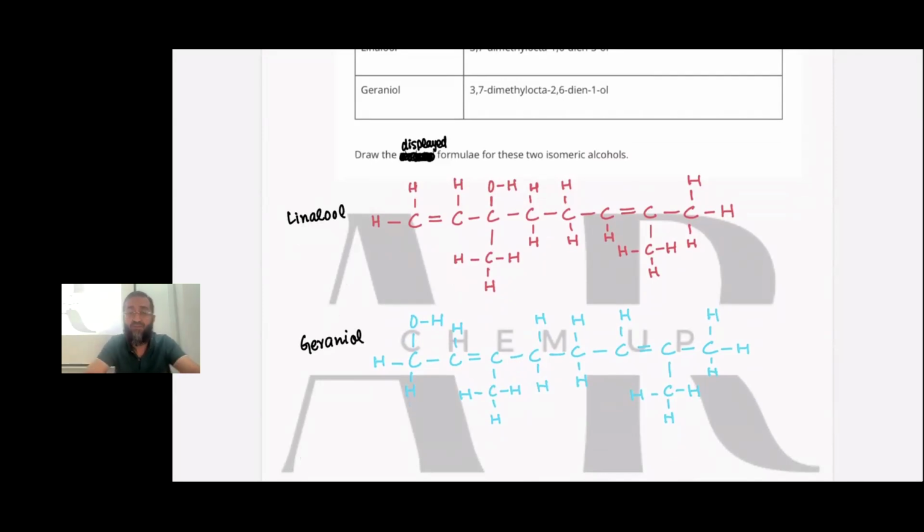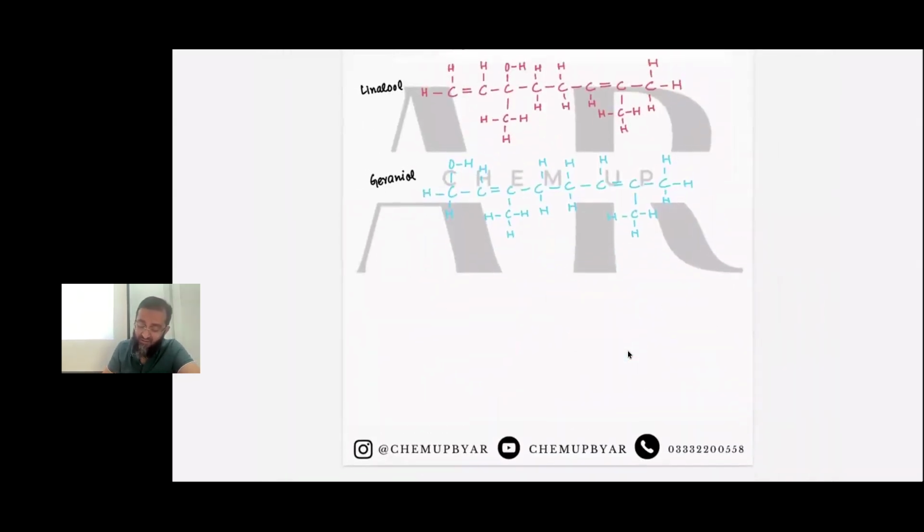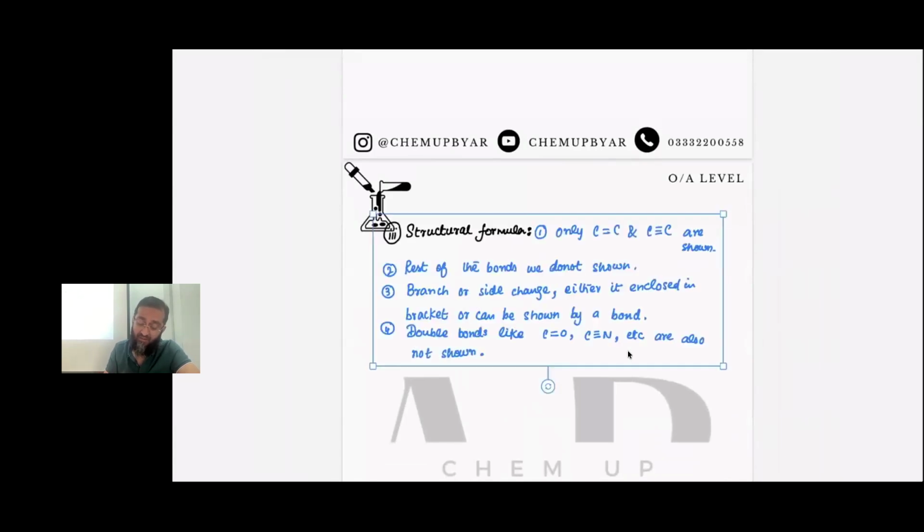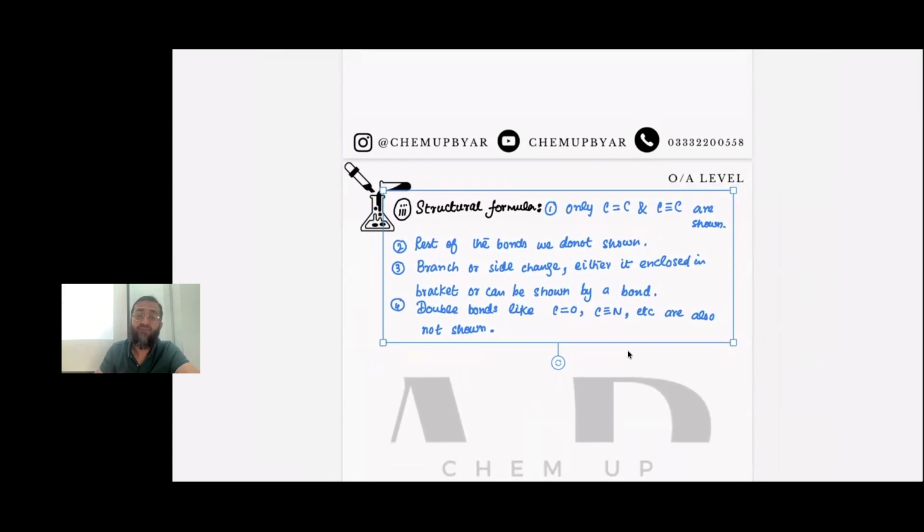Next, we got the structural formula. So structural formula is the one in which only carbon-carbon double bond or the carbon-carbon triple bond is shown, and rest of the bonds, there is no need to show any bond. Okay. So that's what the structural formula is.